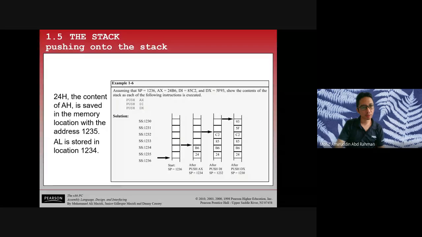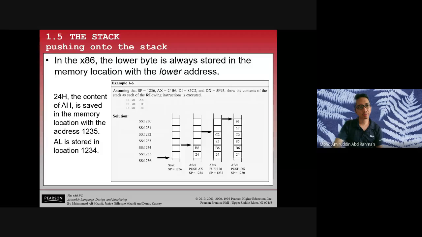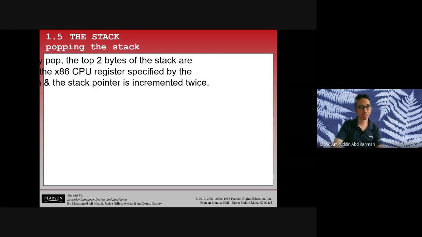Okay, this is just repeating what I have explained to you. First we have AX, 24 H, the content of AH, right? Because for AX we have AH and AL. AH is saved into the memory with the address of 1235, and then AL is stored in the location of 1234. So the lower byte is always stored in the memory location with the lower address.